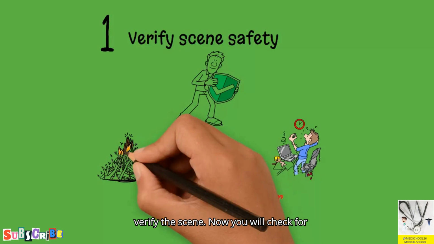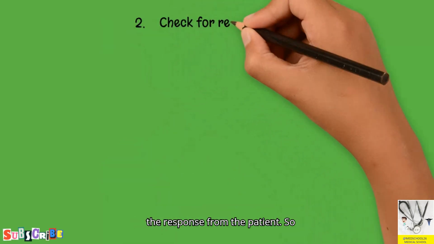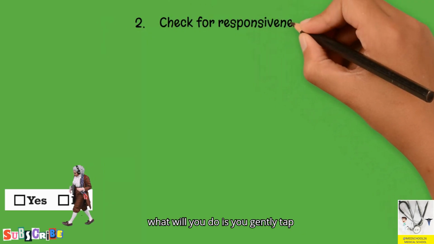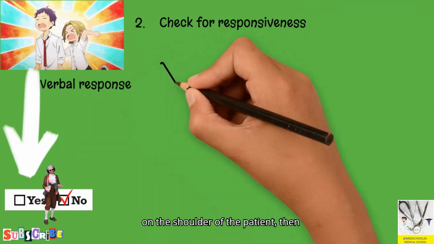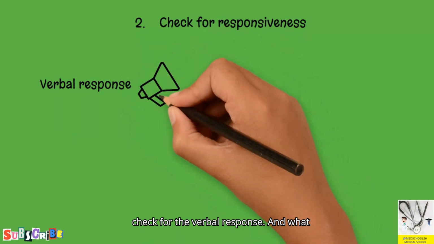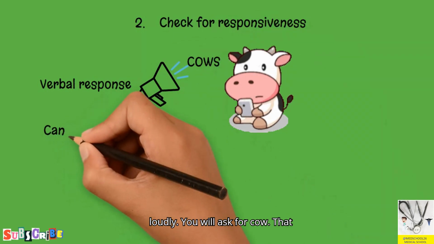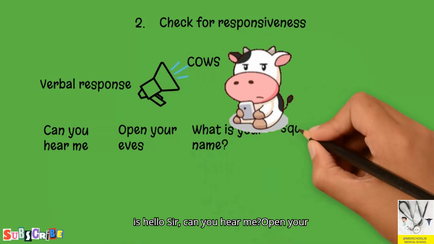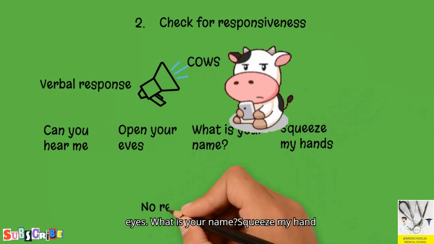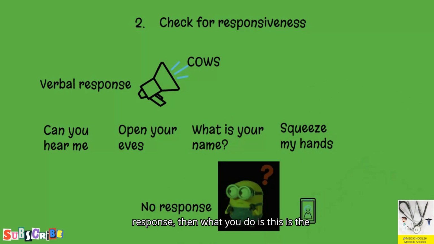So after you verify the scene, now you will check for the response from the patient. What you will do is gently tap on the shoulder of the patient, then check for the verbal response. And what will you ask in the verbal response? Very loudly, you will ask for commands. That is, hello sir, can you hear me? Open your eyes. What is your name? Squeeze my hands.